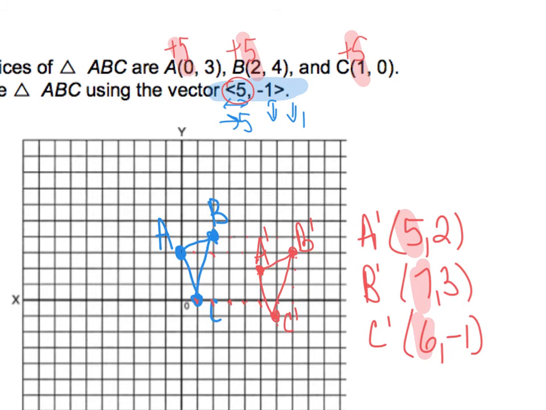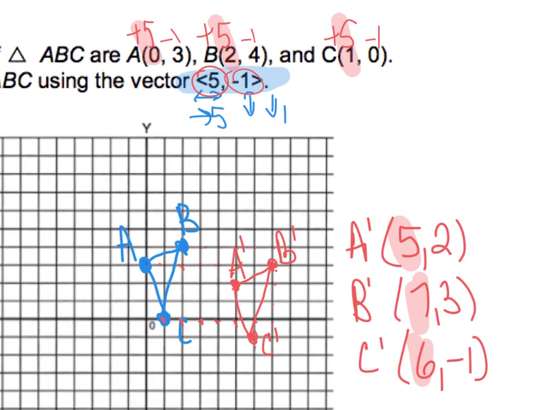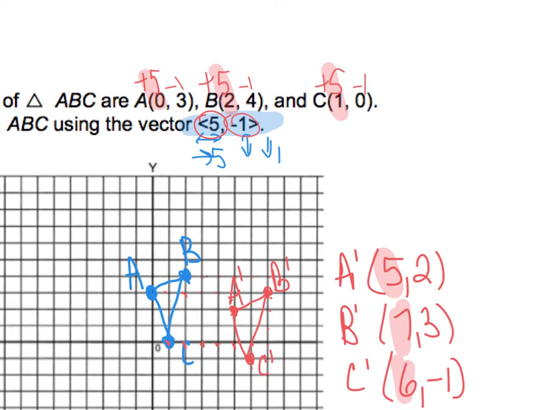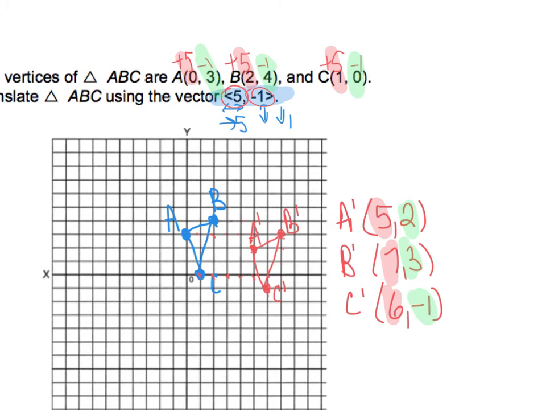And same thing with your y value here. You're subtracting 1 each time. So if you do -3 minus 1, you would get 2. 4 minus 1 is 3. And 0 minus 1 is -1. So that's another way that you can do it also.